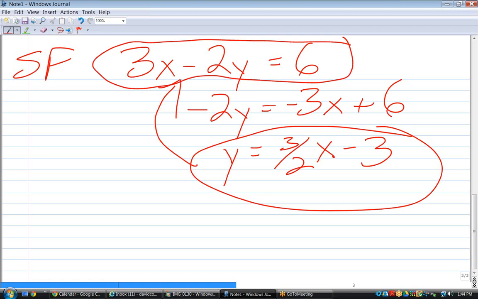I could have gone to all that work to put it into y equals mx plus b, but notice what I now know. I know the slope and I know the y-intercept. I still don't know the x-intercept. Mm-hmm. So there's no advantage in manipulating this equation into slope-intercept format.